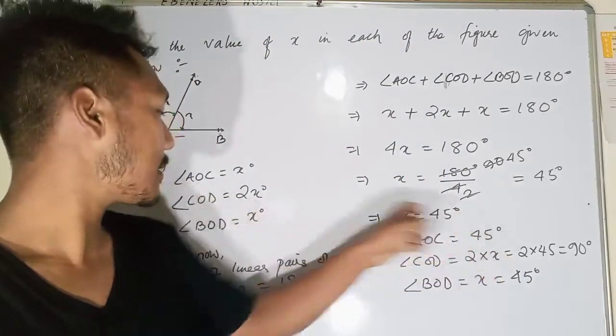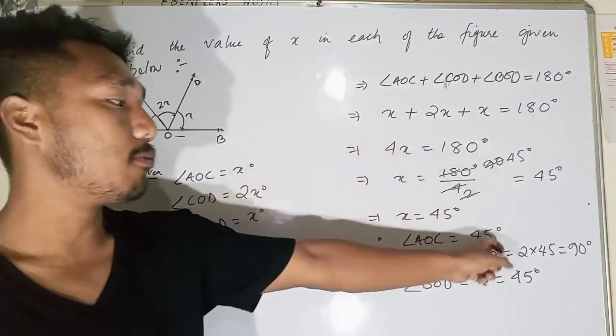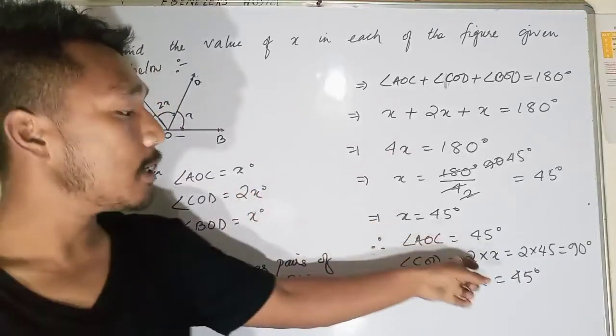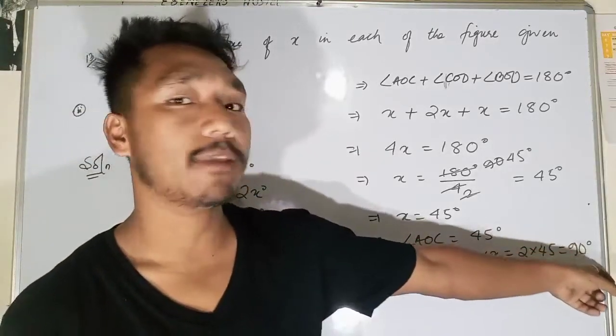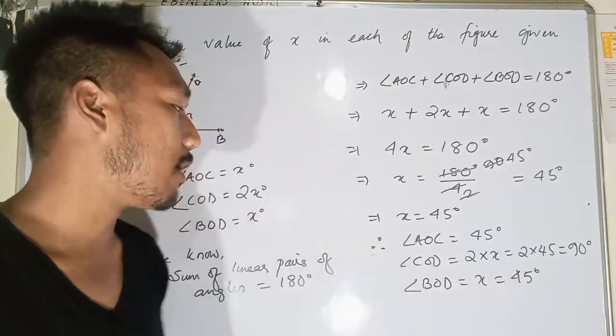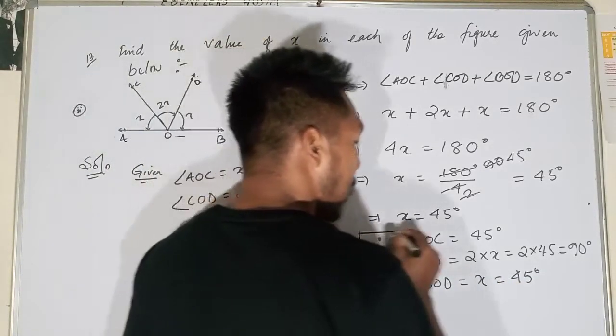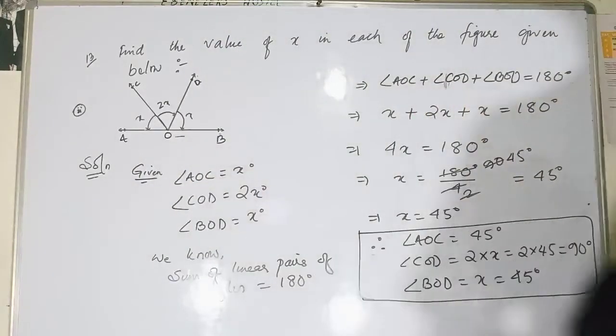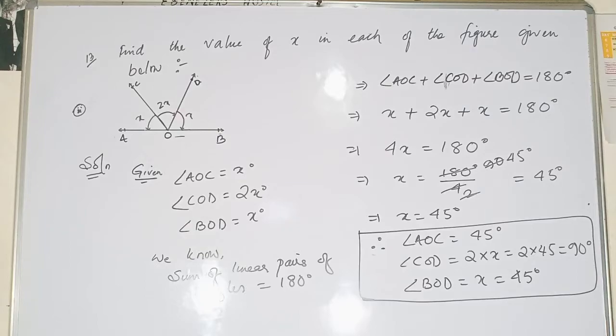AOC, that is x, we know it is 45, so directly I'm writing 45. COD is 2x. 2x means what? 2 into x. 2 into 45 is 90 degrees. And BOD is x, that is equal to 45 degrees. So these are your answers. Please take the screenshot and try to note it down.